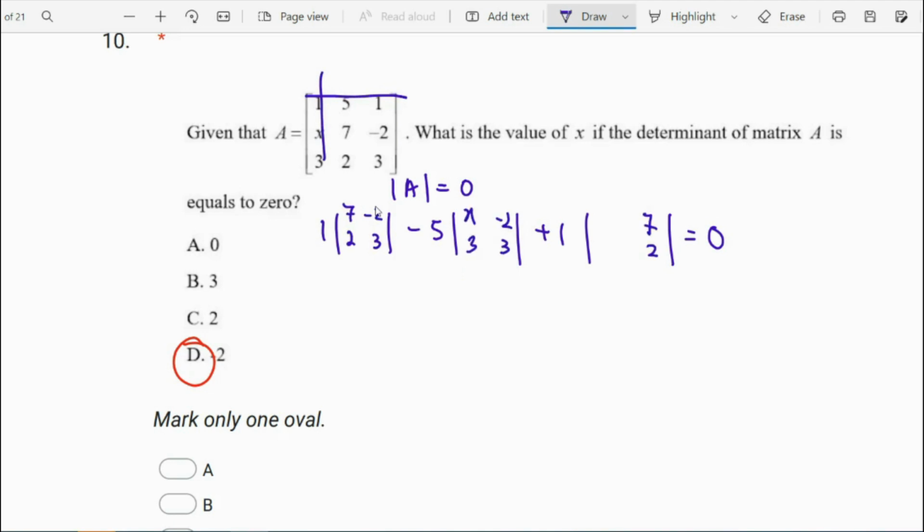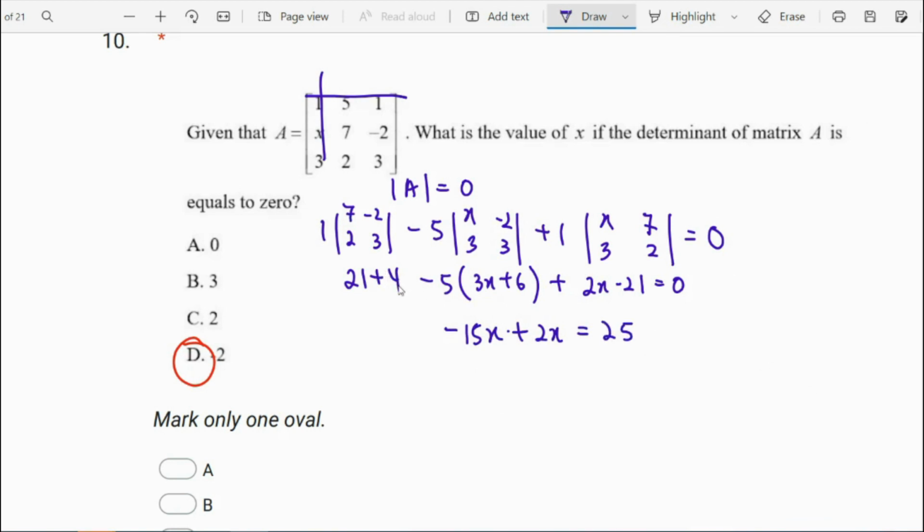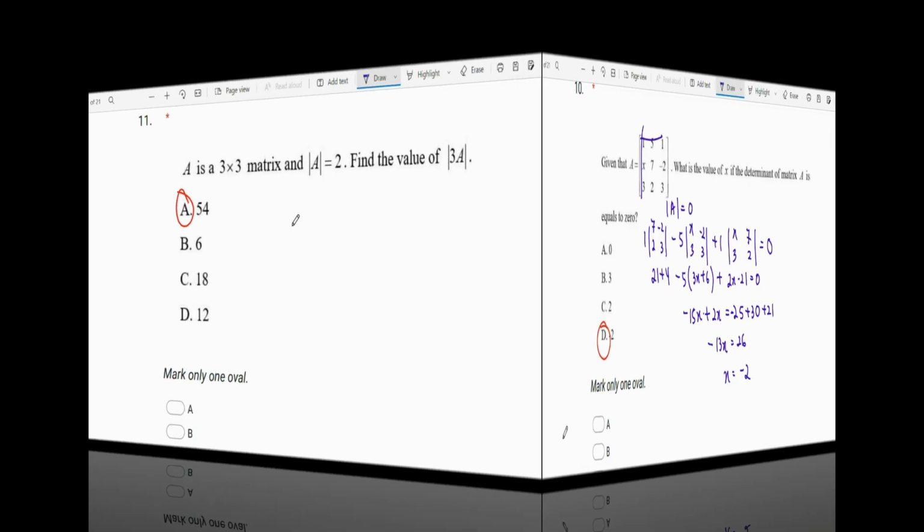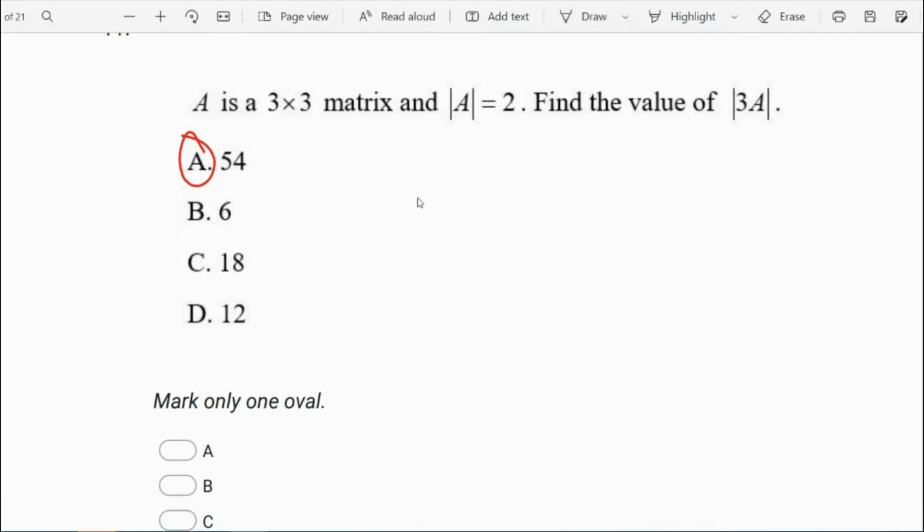Remaining here is x3. Okay, so figure out this. Negative, negative, plus 4. Simplify, we have negative 15x plus 2x. The remaining value we move to the right hand side. This is 25 plus 30. Okay, here is negative 30 plus 30, so plus 21. Okay, done. So next question, we go for this.